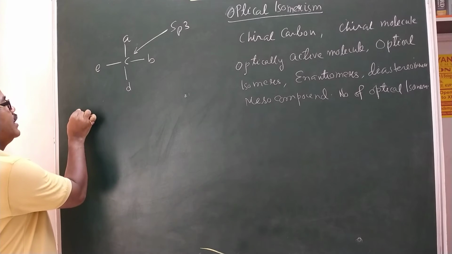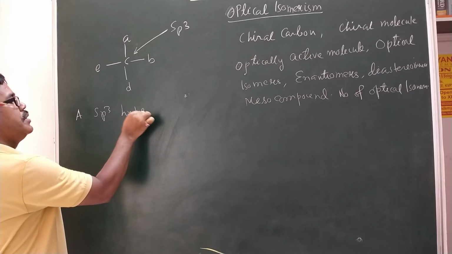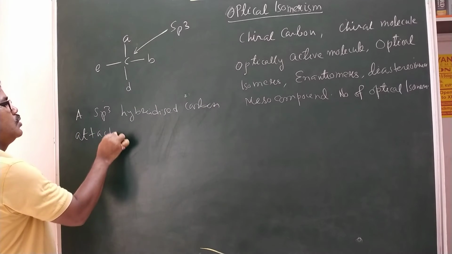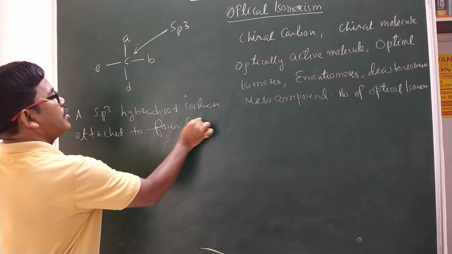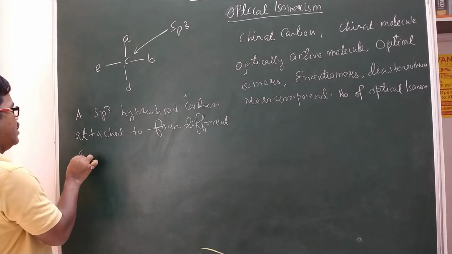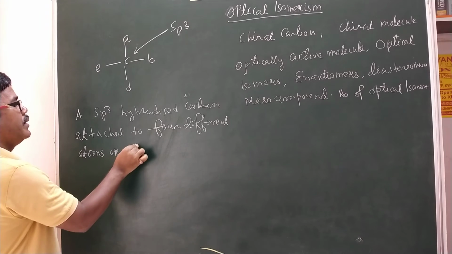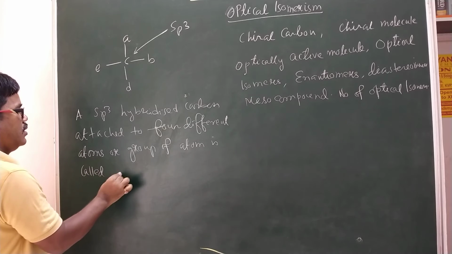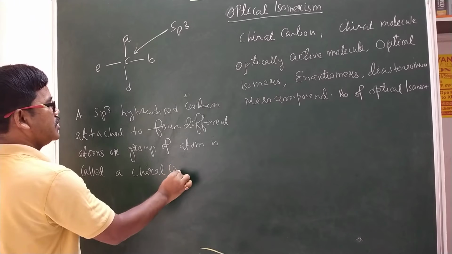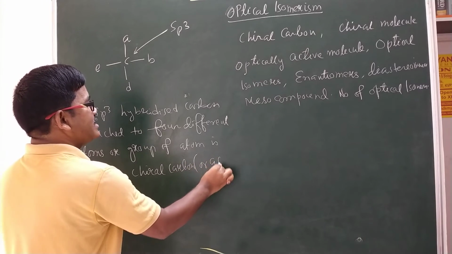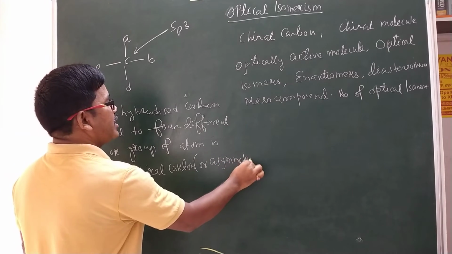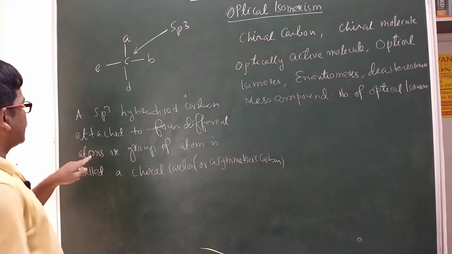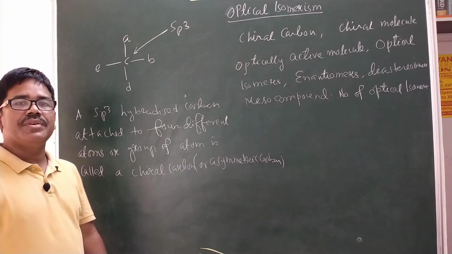What is chiral carbon? An sp3 hybridized carbon attached to 4 different atoms or group of atoms is called a chiral carbon, or it is called an asymmetric carbon.